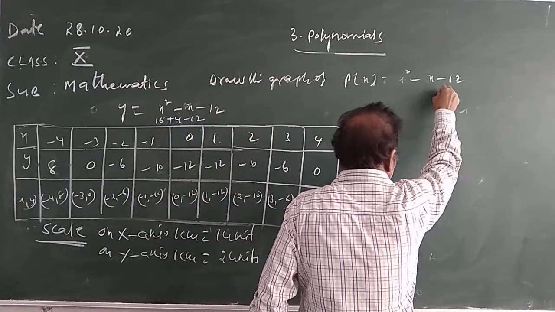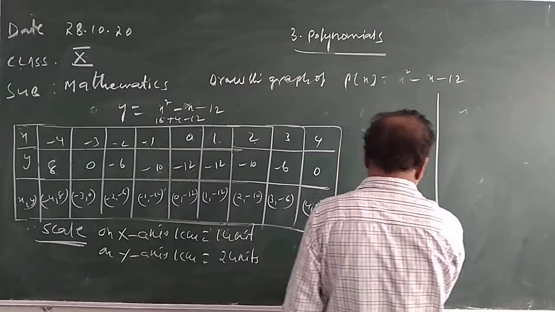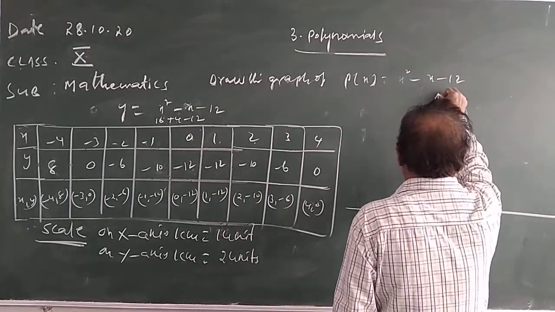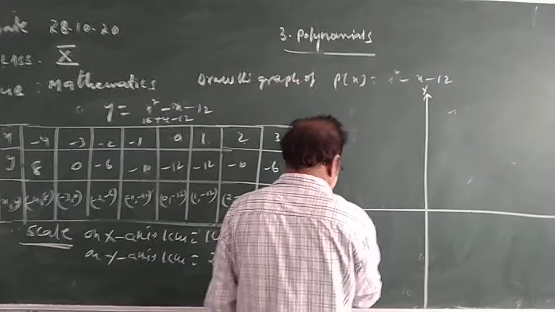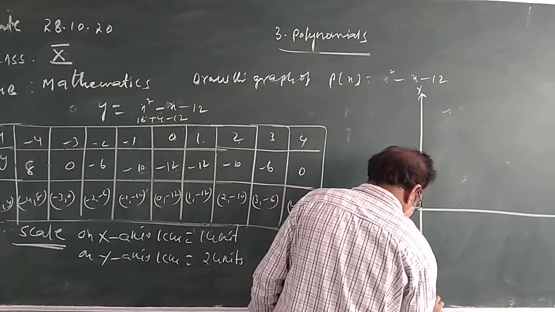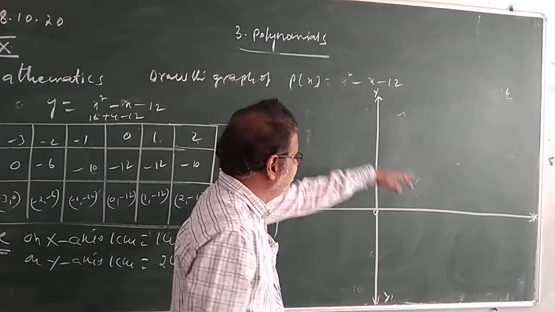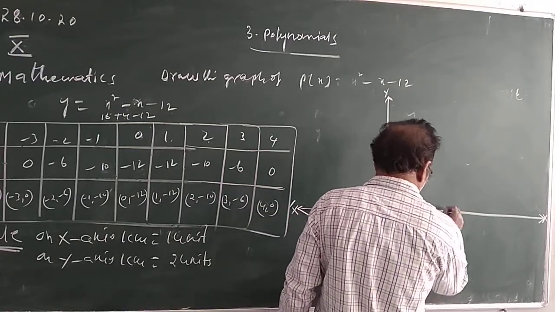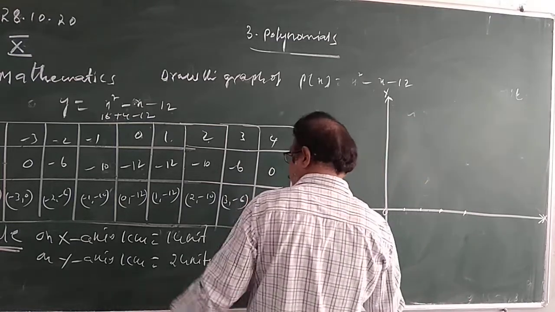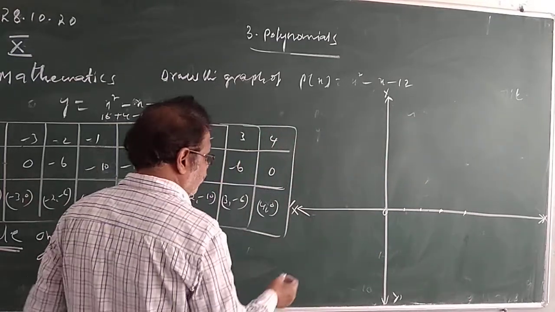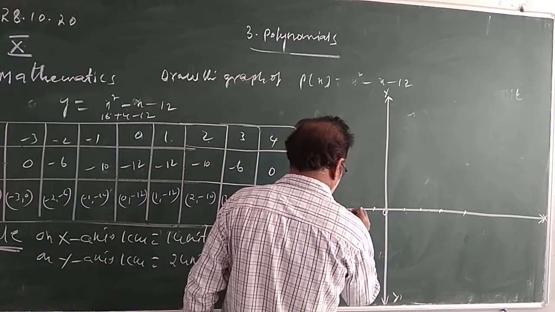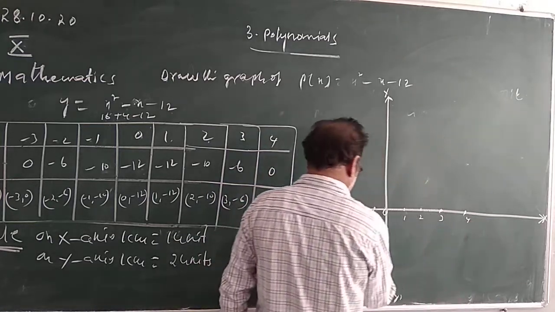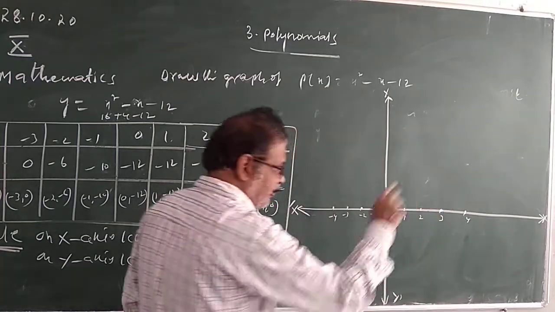Now, this is the x axis and this is the y axis. The x and y axis intersect at O. X, y, x dash, y dash. You take positive values 1, 2, 3, 4. Next, the negative values: how many are there? Same 4: minus 1, minus 2, minus 3, minus 4. 1 unit, 1 difference.